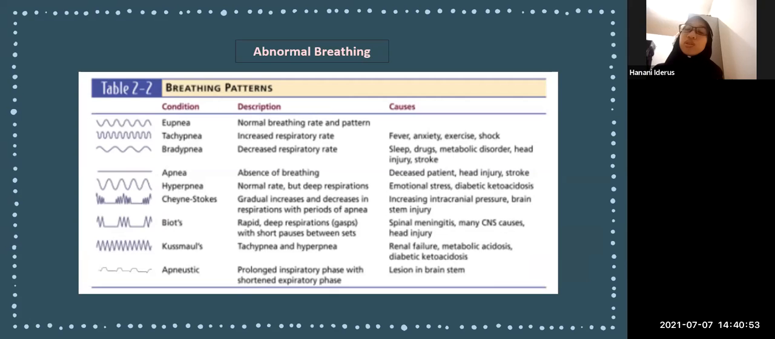So just to recap, the sign of raised ICP is the presence of papilledema or 2 out of the 5, which include the Glasgow Coma Scale less than 8, the unequal unreactive pupil, the abnormal doll's eye sign, the decorticate or abnormal posture, and also the abnormal breathing. So it is important for us to detect this sign because we need to add on it later on in the management part. So next.